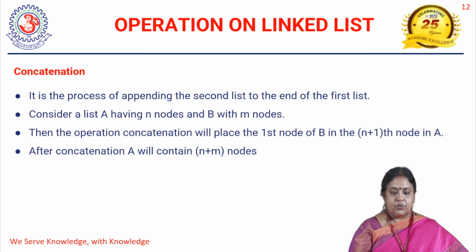And next, coming to the next operation, that is the concatenation operation. Concatenation means appending, that is, adding the second list to the end of the first list. Suppose A is a list and B is a list. A has n nodes and B has m nodes. Then we can add them, so n plus m. Like that we can concatenate. The concatenation operation is also possible in the linked list.